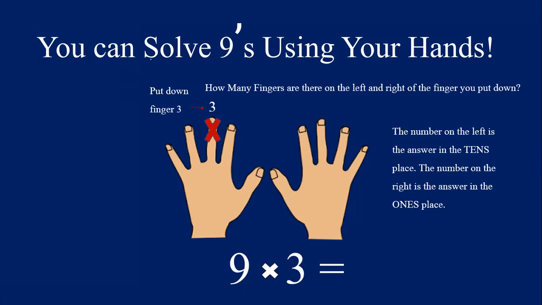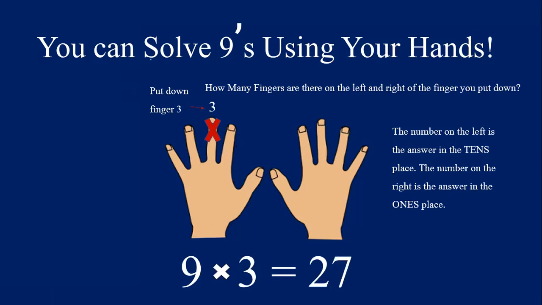Let's try 9 times 3. Put down your third finger. How many fingers are up on the left? 2. How many fingers are up on the right? 1, 2, 3, 4, 5, 6, 7. So our answer is going to be a 2 and a 7 or 27. How cool is that? We can see the answers with our fingers.